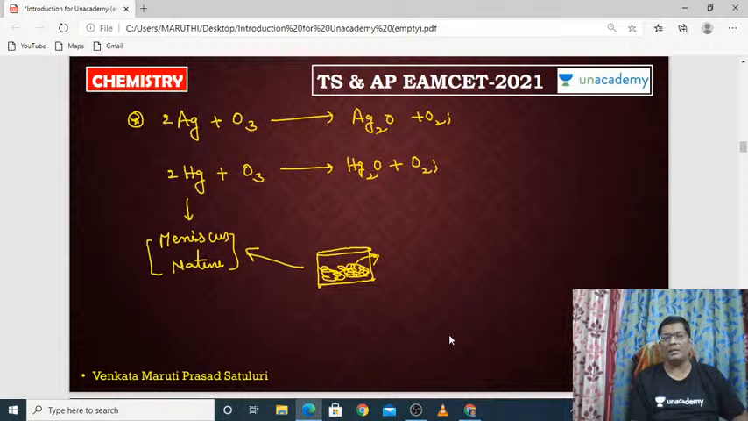Meniscus nature means mercury cannot stick onto the surface of the container wall. Under no circumstances does it stick. That nature of not sticking, we call meniscus nature.